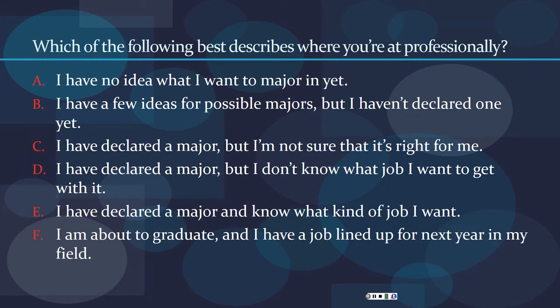So your question for today is going to be, which of the following best describes where you're at professionally? You might have no idea what you want to major in yet. Maybe you're a first-year student, maybe you're a third-year student, you just haven't quite figured it out yet. Totally fine. You might have a couple ideas for possible majors, but you haven't declared one yet. Maybe you've declared a major, but you're not sure that it's right for you. Maybe you've declared a major and you know what kind of job you want to get with it, but you're not sure if you're going to be able to get that job.